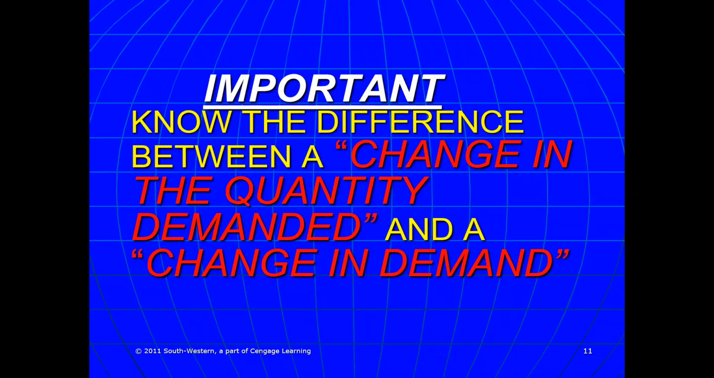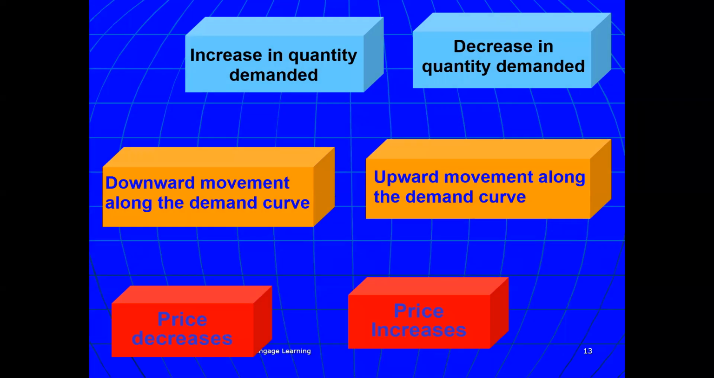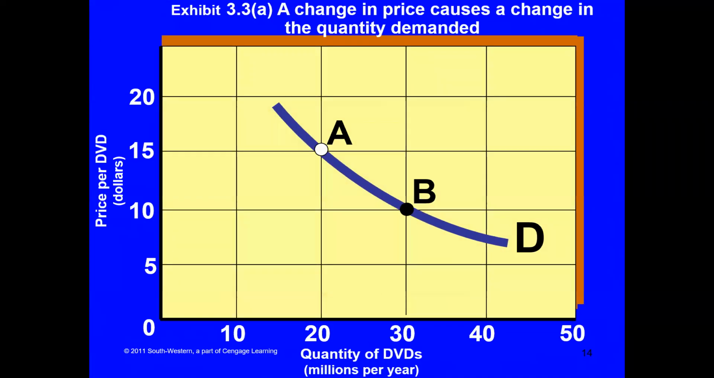All right, make sure you start by this slide that you know the difference between a change in quantity demanded and a change in demand. When the price changes, we've got a change in quantity demanded. That's the terminology for it. There's no shift. We're just moving from point to point along one demand curve. And it can happen downwards or it can go upwards. You see a movement from point A to point B.